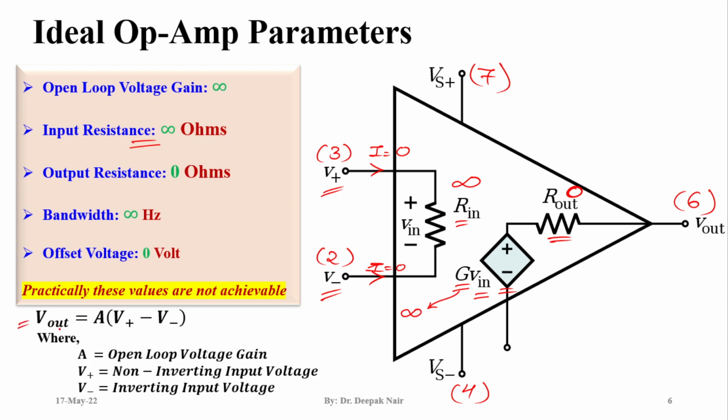Mathematically, the operational amplifier equation is very simple. The equation is V output equals A, which is the open loop gain, times the difference between the voltage at pin number 3 and pin number 2. We can say it is the non-inverting input voltage minus the inverting input voltage.